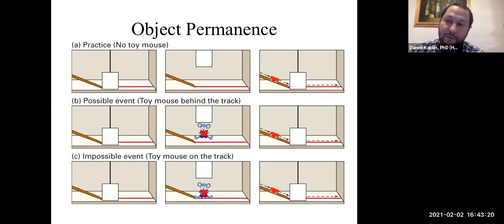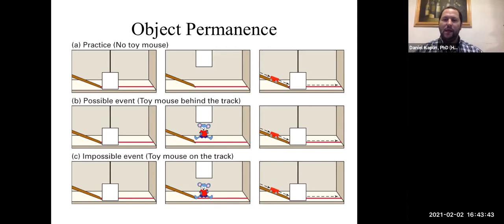That is a possible event. So because the mouse is not actually on the track, the trolley can and should and does go to the end. But what happens when you put the mouse on the track? And then the trolley goes all the way through and goes to the end.